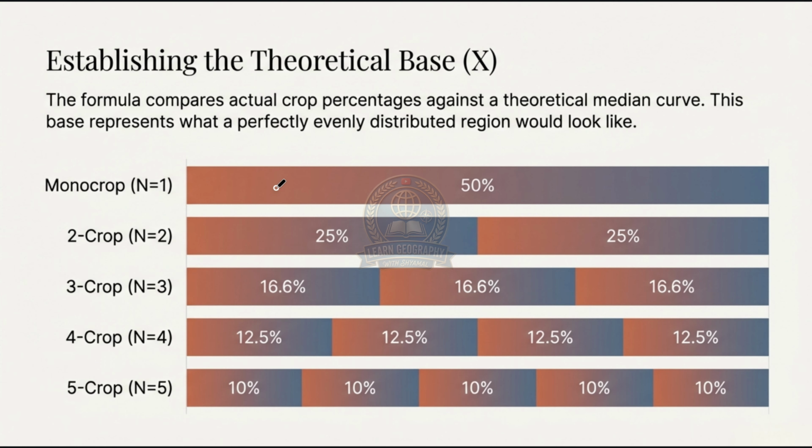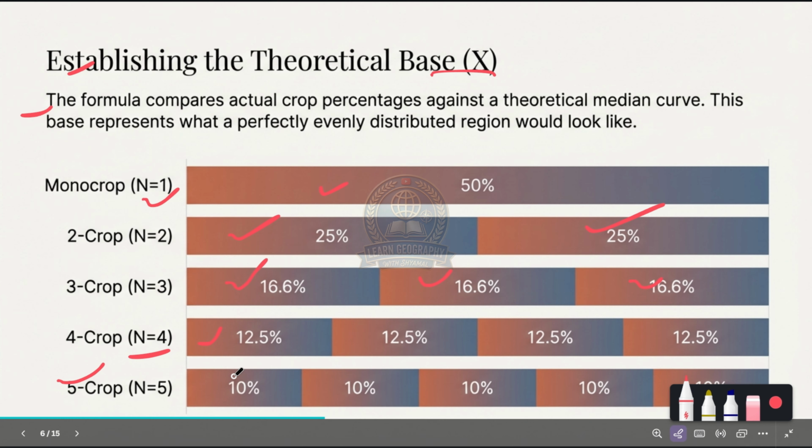Positive deviation formula. Now, establishing the theoretical base, that is x. The formula compares actual crop percentages against a theoretical median curve. This base represents what a perfectly evenly distributed region would look like. Monocrop, that means number of crops 1, 50%. 2 crops, 25%, 25%. 3 crops, 16.6%, 16.6%, 16.6%. 4 crops, 12.5% each in a 4 cropping system. 5 crops, 10, 10, 10, 10, 10, equal to 50. Okay, like this.